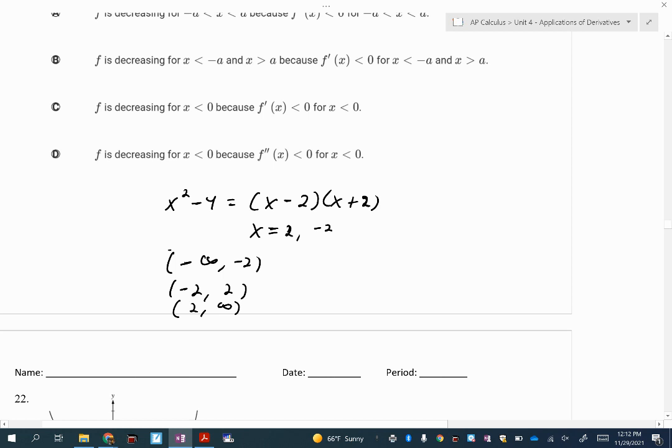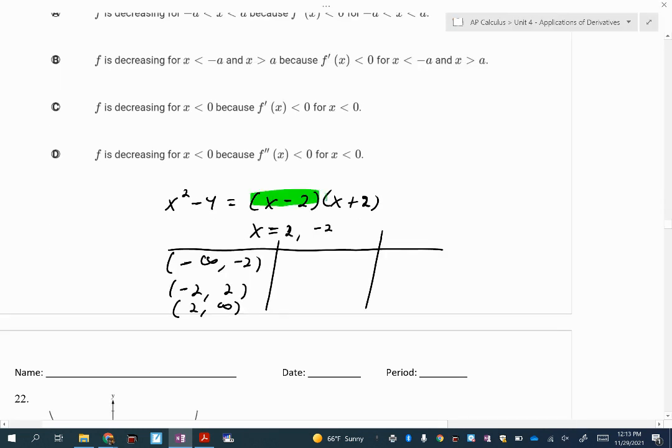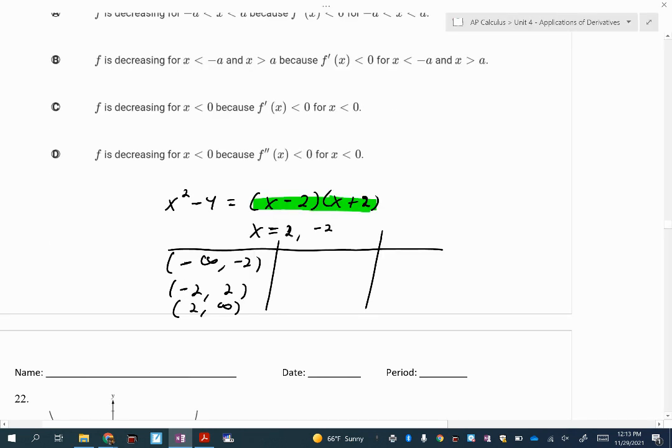Again, I'm going to do the same thing. Make my little table, make the signs. I'm plugging into the derivative. Make sure you don't forget that you're always plugging back into the derivative. The sign of the derivative will tell you if your original function is increasing or decreasing. So I plug in -3. I get a negative times a negative, which is going to be a positive. So f of x is increasing.